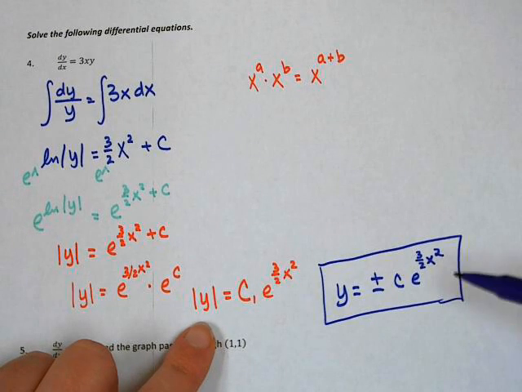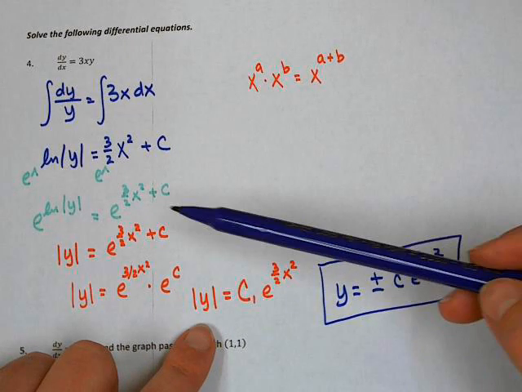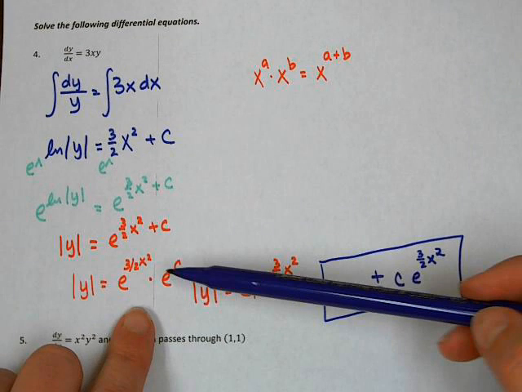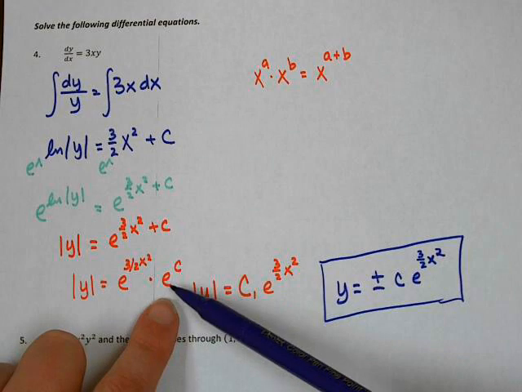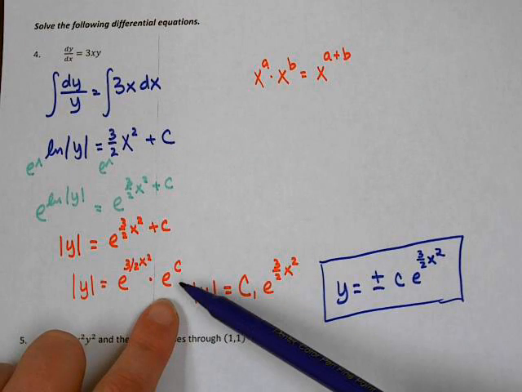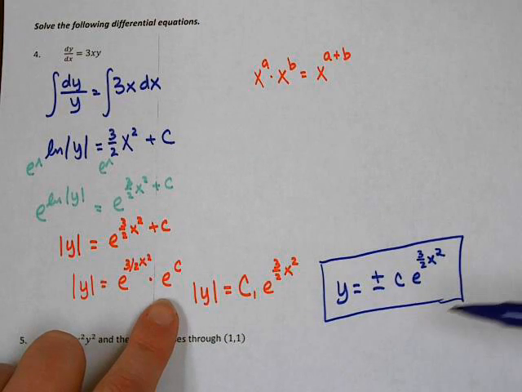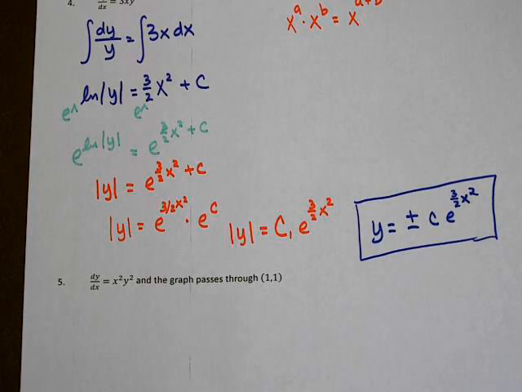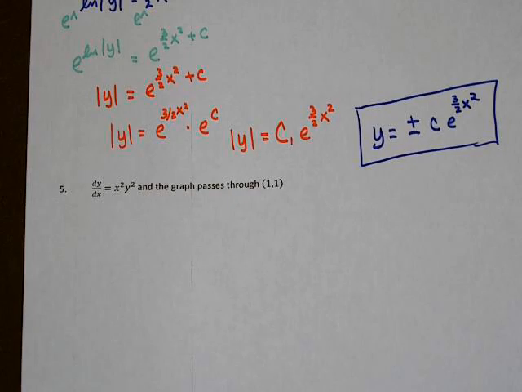So there was a lot going on here. We had to use e to get rid of the natural log. We had to use some powers of exponents. We had to recognize that e to the c is just a constant. So we can definitely talk about this in class tomorrow and go over anything on here that we really need to. All right, let's go ahead and do one more quick example. I know this video is getting a little long.